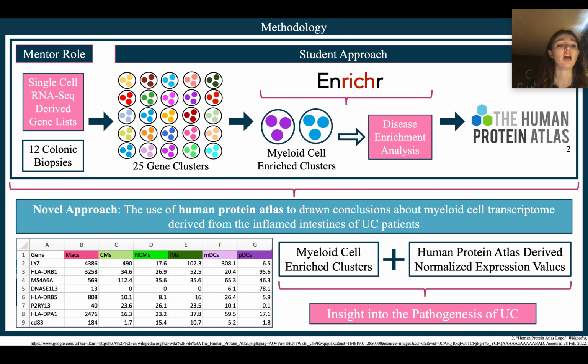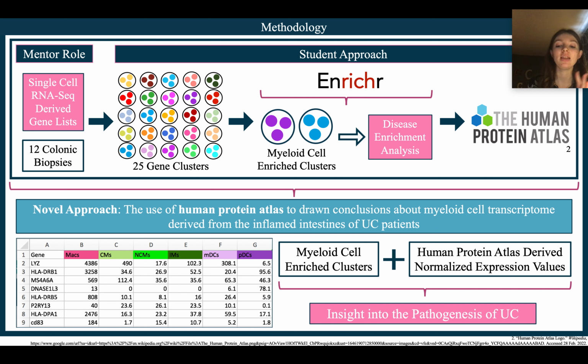So my mentor provided me with single-cell RNA sequencing-derived gene lists, and from these gene lists, 25 gene clusters were produced. From these clusters, I isolated those clusters which were enriched in myeloid cells to continue my investigation into myeloid cells, and additionally I performed disease enrichment analysis to ensure that these clusters could be used to draw conclusions about UC pathogenesis. Additionally, I used the database Human Protein Atlas, and this is novel in that, to my knowledge, this database has never been used to draw conclusions about myeloid cells within ulcerative colitis.